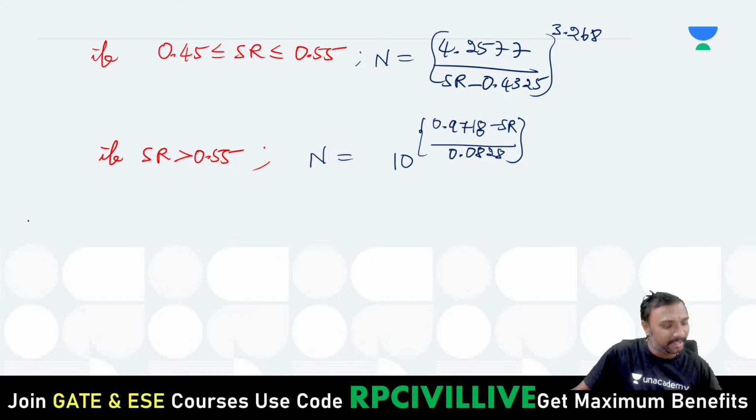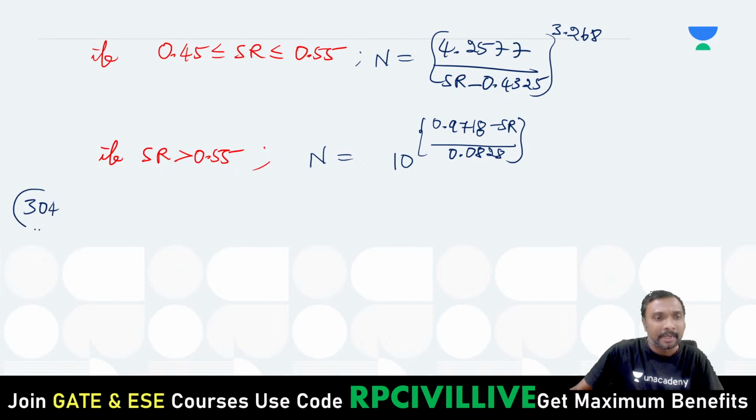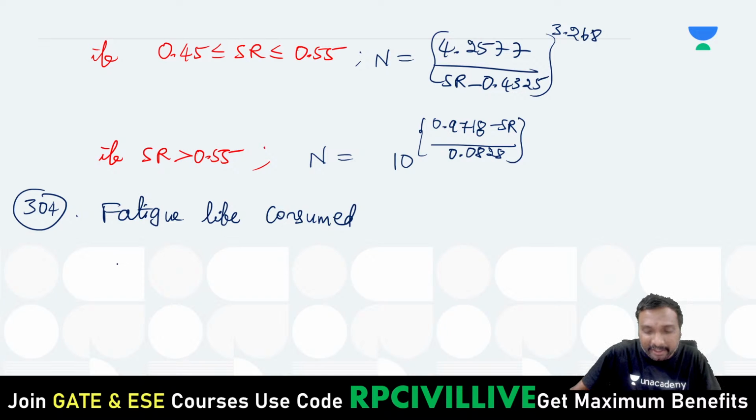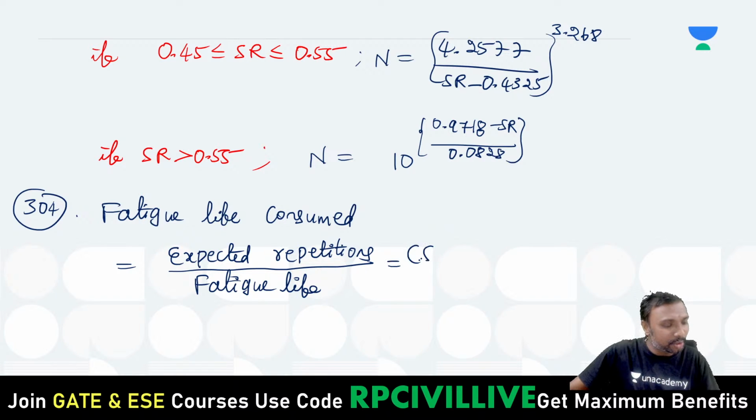What is the fatigue life consumed then? This is how we are calculating the fatigue life. Fatigue life consumed is equal to the expected repetitions divided by this fatigue life. What are these expected repetitions? The cumulative number of standard axle repetitions expected in the lifetime, divided by this N, right?